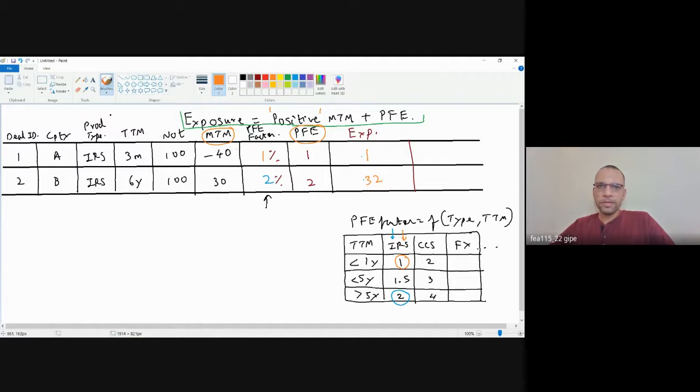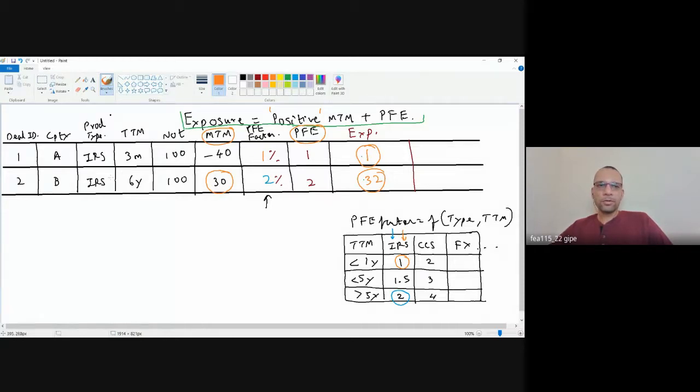So for the first transaction, I'll just have the PFE component. I'll not have any MTM. So that's why the exposure is 1. For the second transaction, yes, I am in the money at the moment. So I have an MTM of 30. So if tomorrow my counterparty is to default, I stand to lose something. So this is my current credit exposure, which I need to take into consideration. So this 30 will be used. So 30 plus 2 gives me 32. And this is how I can calculate exposure for any trade.